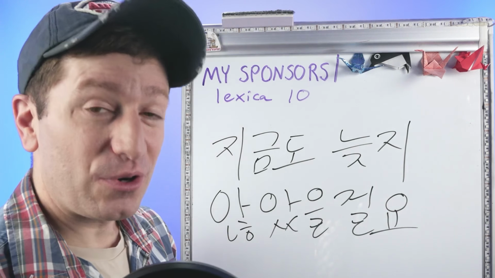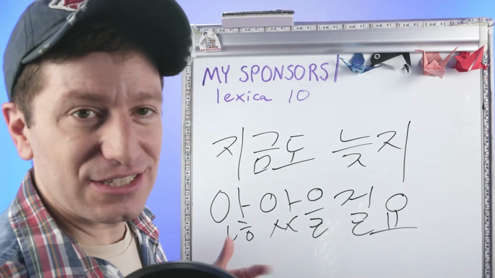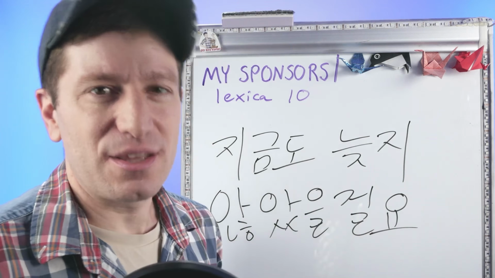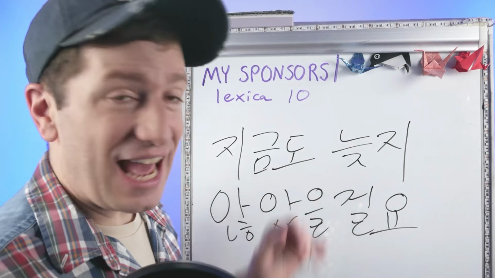지금도, now also, even now. 늦다, to be late. 늦지 않다, to not be late. Now, 늦다 is used in the past tense. 늦지 않았어요. We're not late. Even now, we're not late.